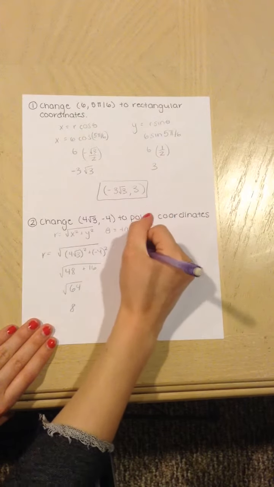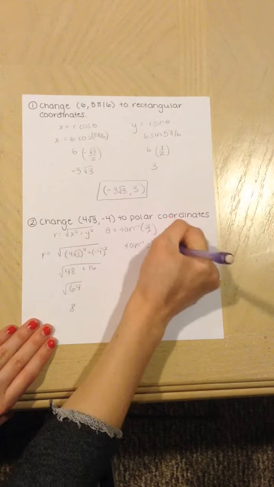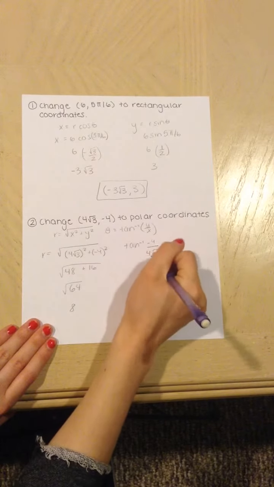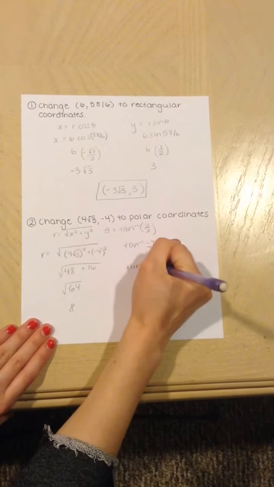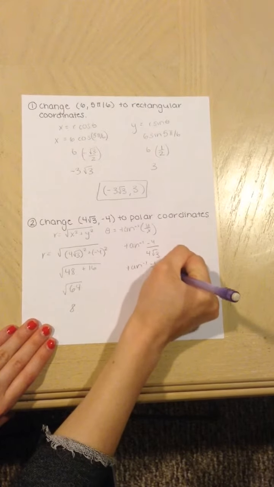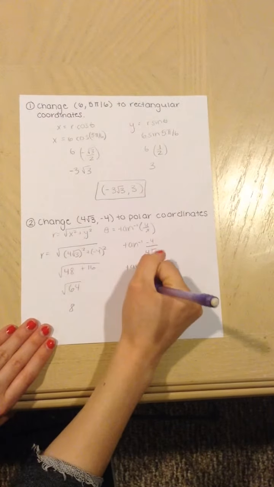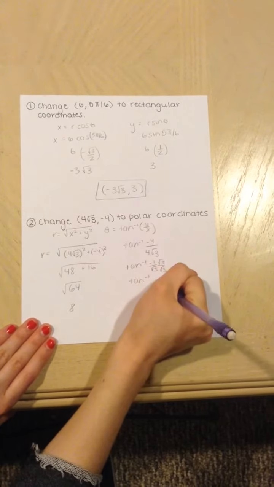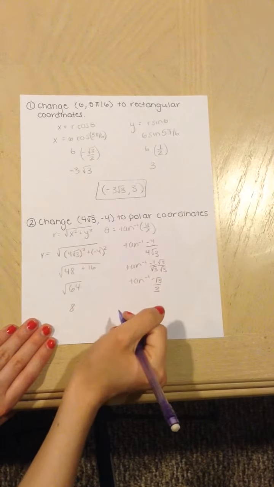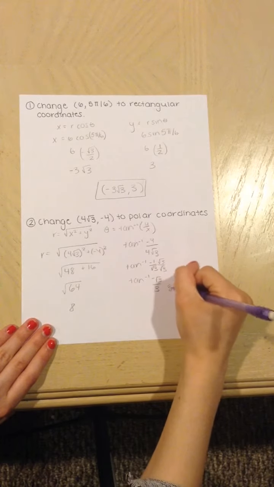Now for theta, tan to negative 1 of y, which is negative 4, over 4 rad 3. So that's going to be tan to negative 1 of negative 1 over rad 3, and then multiply by rad 3 over rad 3, and it's tan to negative 1 of negative rad 3 over 3, which for tan is a reference angle of 30 degrees.